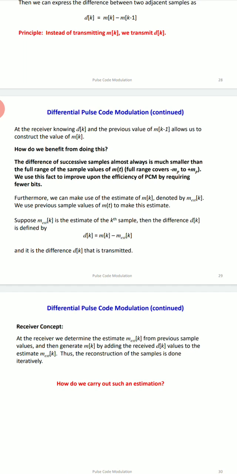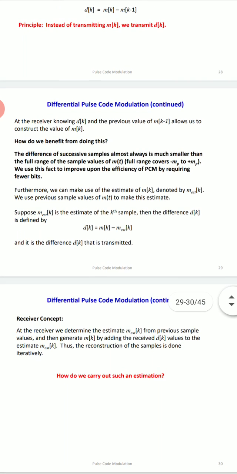We can use this fact to improve the efficiency of pulse code modulation, because we are predicting the future value from its past value. We send the difference between consecutive values instead of the original. This gives us efficiency over PCM by requiring fewer bits as compared to pulse code modulation.